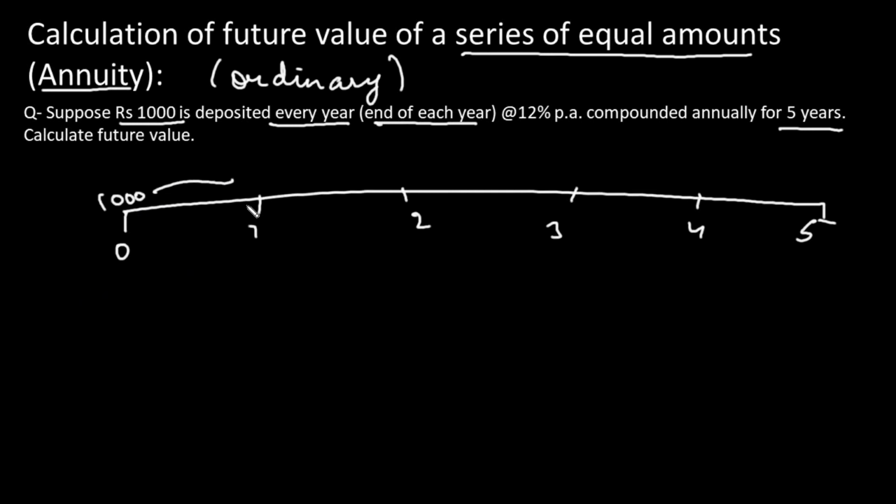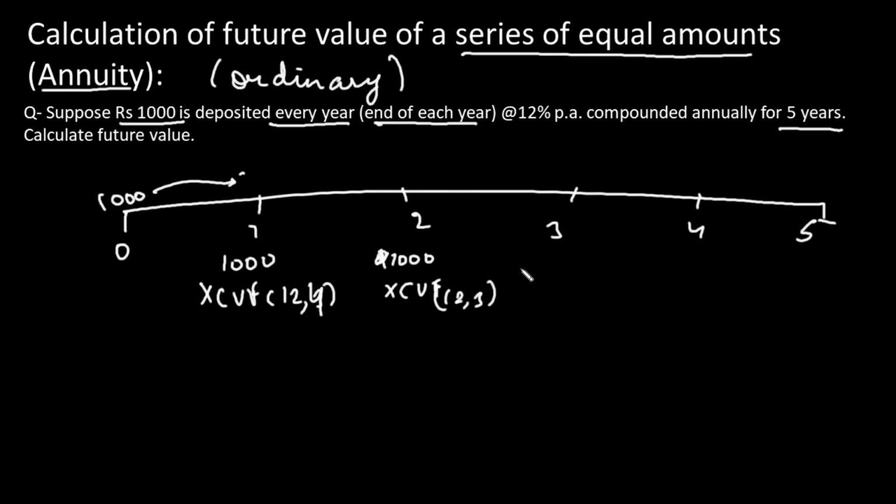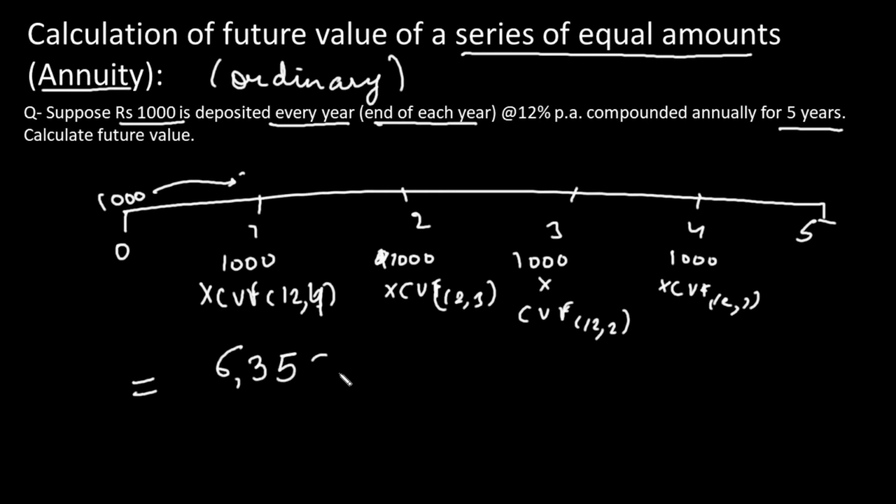बिकॉज यहाँ पे अगर अमाउंट 1000 है तो यहाँ पे हमको 1000 इंटू CVF 12 and 4 करना पड़ेगा बिकॉज 4 years आर रिमेनिंग. यहाँ पे हमको 1000 इंटू CVF 12 and 3 करना पड़ेगा. यहाँ पे 1000 इंटू CVF 12 and 2 करना पड़ेगा बिकॉज 2 years आर रिमेनिंग. एंड सिमिलरली यहाँ पे 1000 इंटू CVF 12 and 1 एंड यहाँ पे 1000 इंटू CVF 12 and 0. सो अगर हम इसको उस वे में कर रहे होते सो हमें हर साल सेपरेट अमाउंट्स निकालनी पड़ती एंड देन वी हैव टू ऐड देम एंड इसका टोटल वुड कम आउट टू बी 6353 approximately, which is a very very long way to do this.